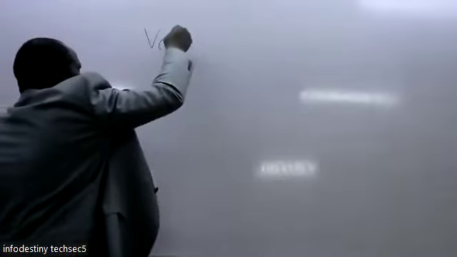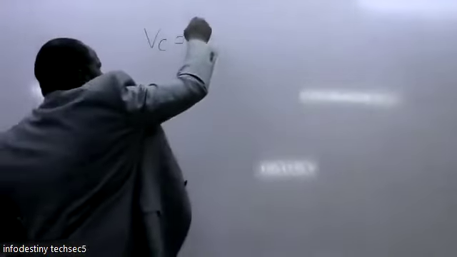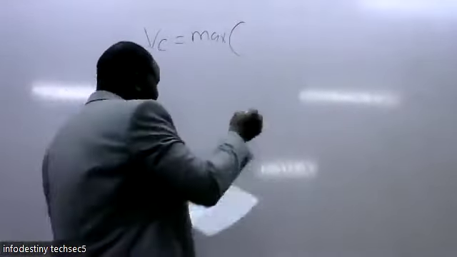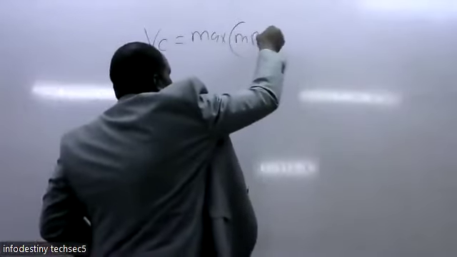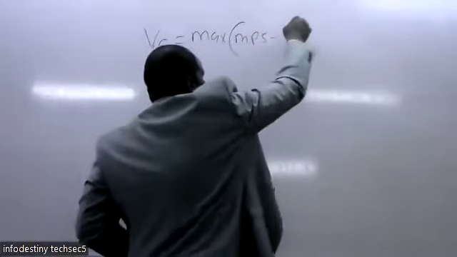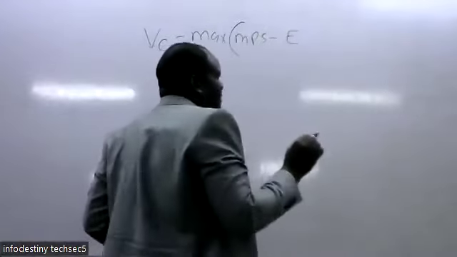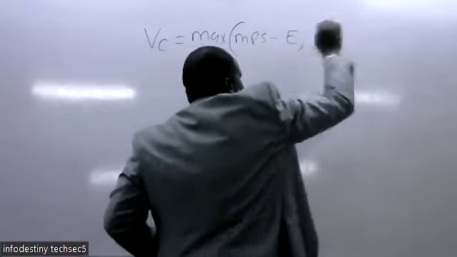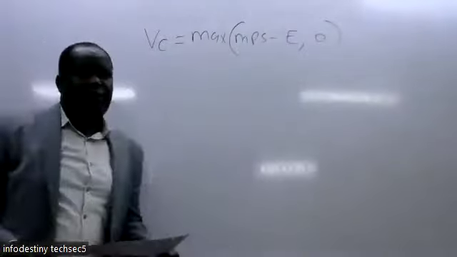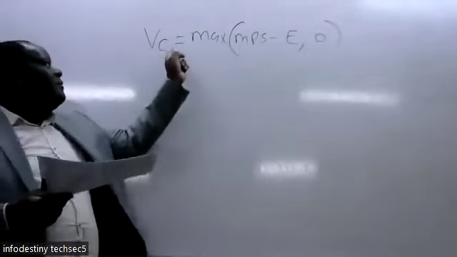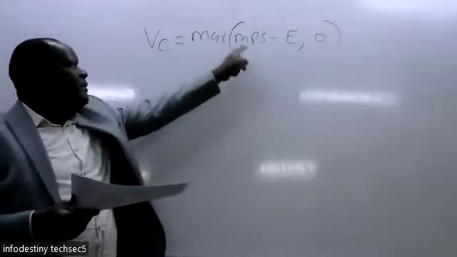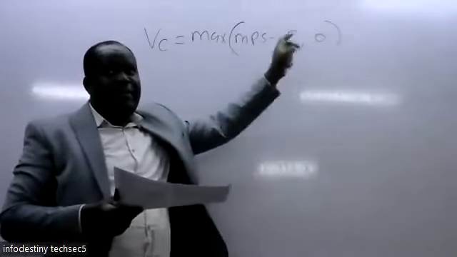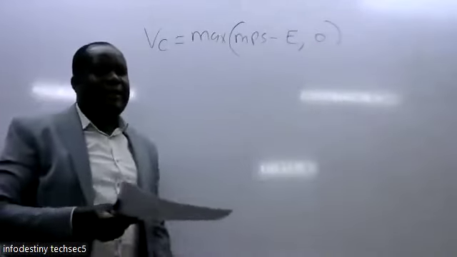The value of the call option should be equal to the maximum of, in brackets, the market price per share minus E, where E is the exercise price, then a comma, then 0. So it should appear like that. To get the value for the call option, it is simply the maximum in brackets of the market price of the security minus E, the exercise price, and 0.